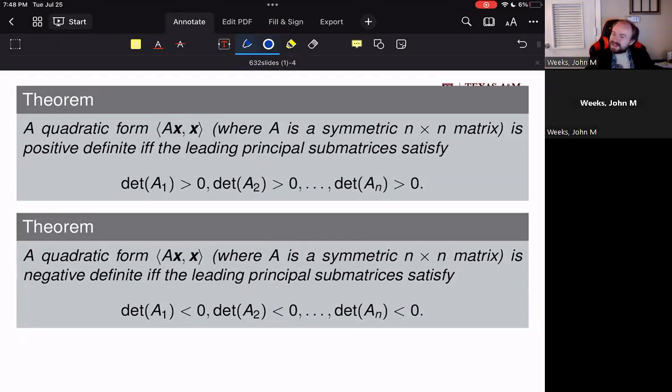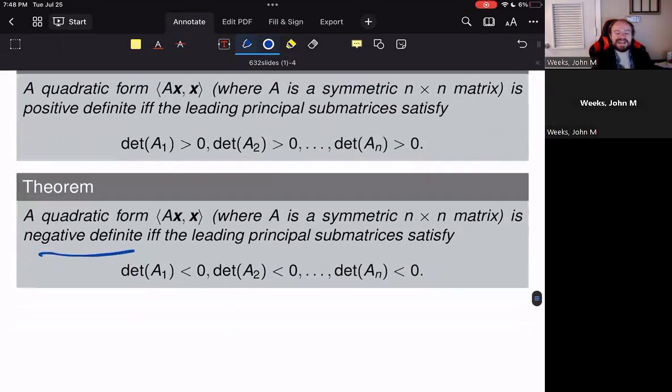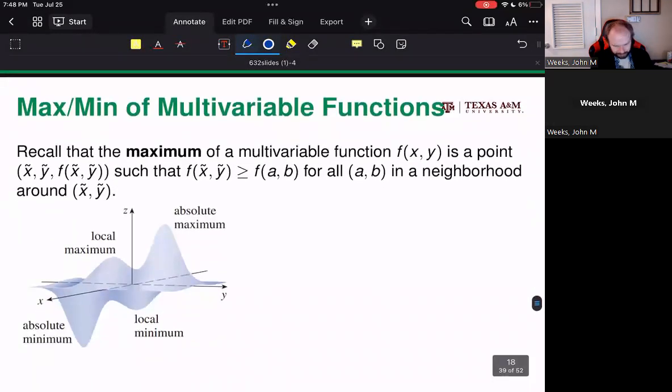And the corollary theorem holds for negative definite as well. If your determinants are all negative for your leading principal submatrices, you also get that particular form for your quadratic form, and that's going to be negative definite. Of course, if your determinants are some positive, some negative, you do not fall in either of these categories, and hence you are an indefinite quadratic form.